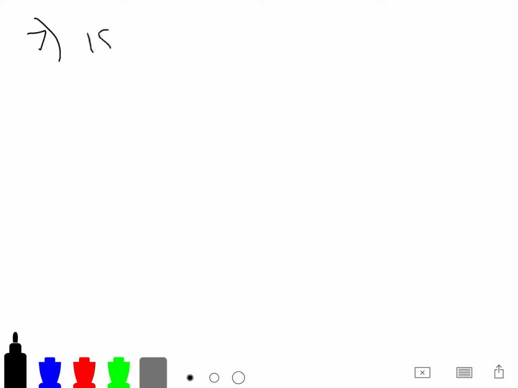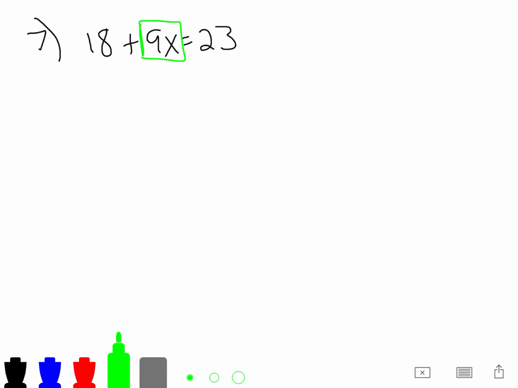So we have 18 plus 9x equals 23. Okay, so I'm going to box my 9x since that's attached to x. I'm going to put my dotted line straight down from the equal sign, and now I'm going to solve. So what else is over there with that box? We have a positive 18 plus 9x. So the opposite of that positive 18 would be minus 18. Anything I do to one side, I have to do to the other. So my 18's cancel. I bring down my 9x. 23 minus 18 would be 5.